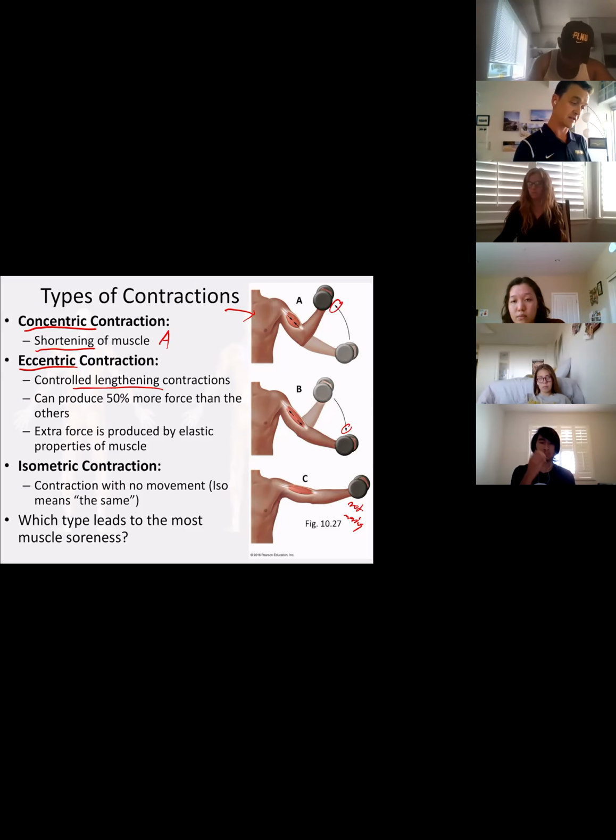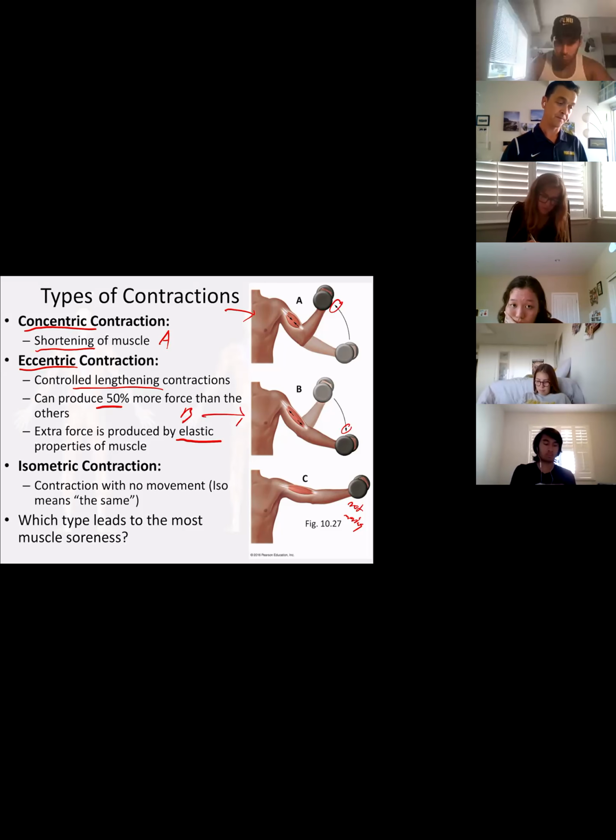It's a lengthening contraction. Eccentric contractions can produce 50% more force than a concentric contraction. Most of that extra force is provided by stretching out our muscle to its maximum ability. When we stretch out our muscle, we use that titin protein, which is shaped like a spring, and it tries to spring back. That elastic component of muscle gives it a lot of extra tension and a lot of extra force. So that one would be B over here, just so you're connecting it.